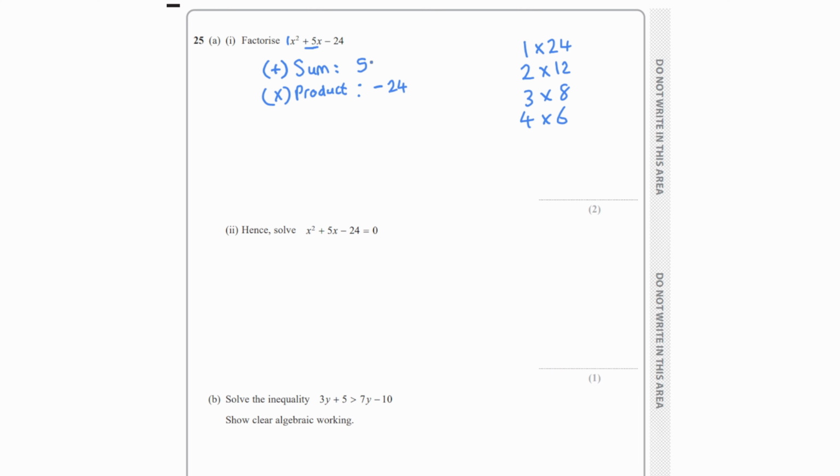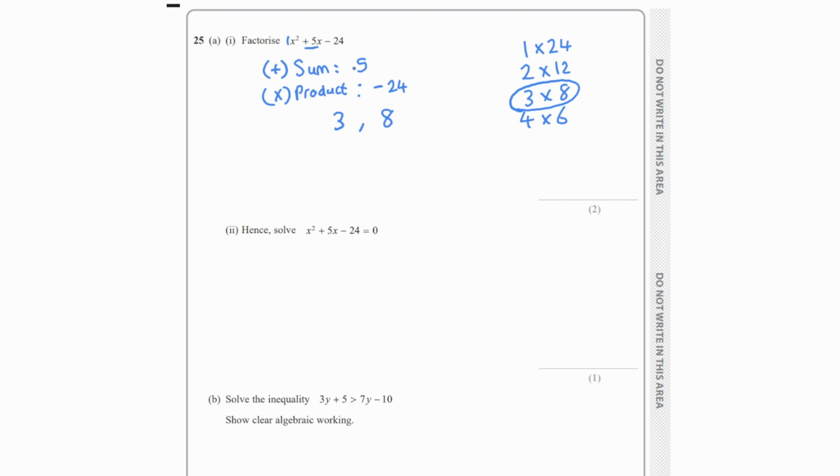Now I need a pair that gives me a sum of 5. So I'm going to look at my pairs and see, well, which one has a difference of 5? And it would be this one. So I know my pair is going to be 3 and 8 in some form. Now it's not going to be 3 and 8 because those don't sum to 5 and they don't multiply to negative 24. So what I need to do is make one of them negative.